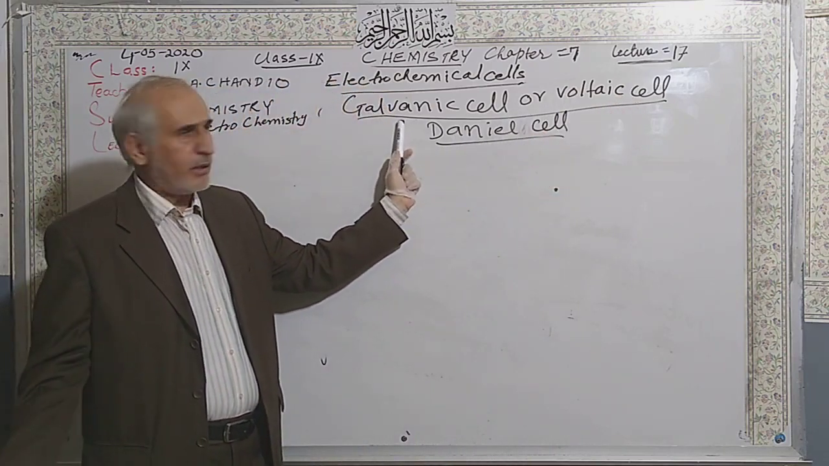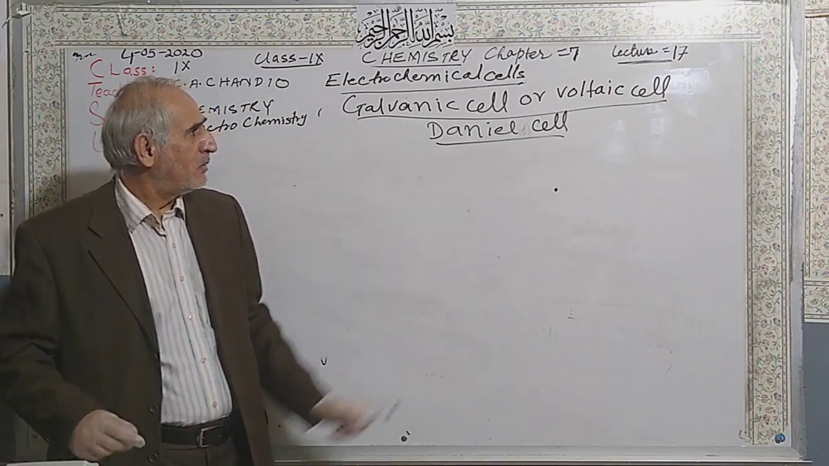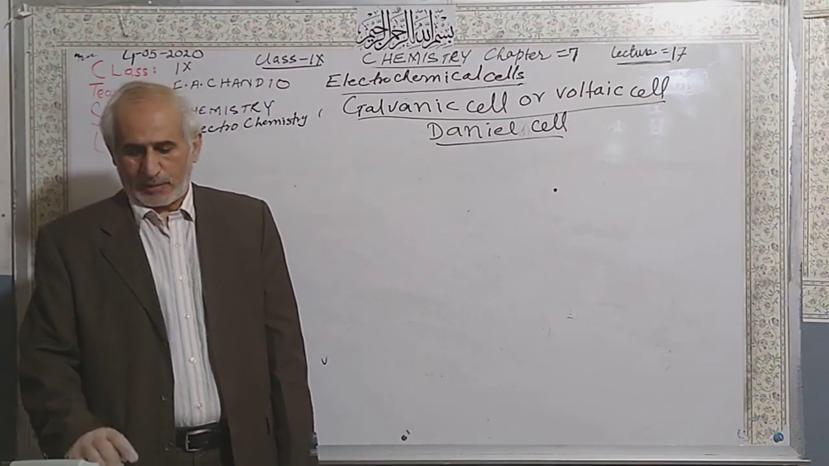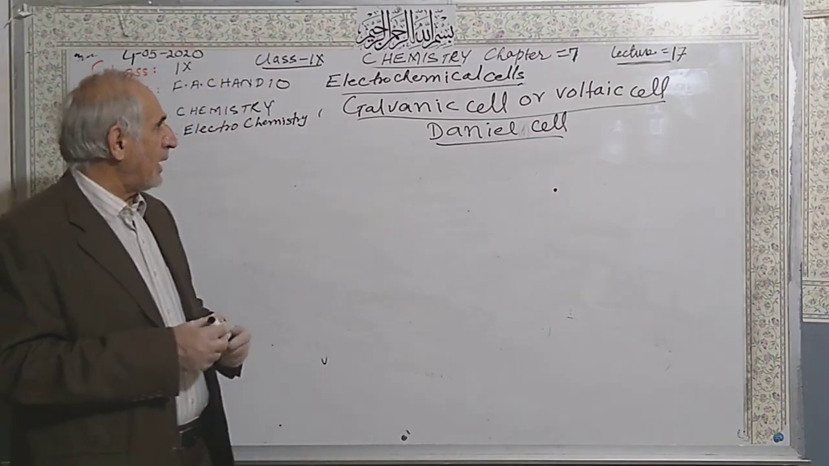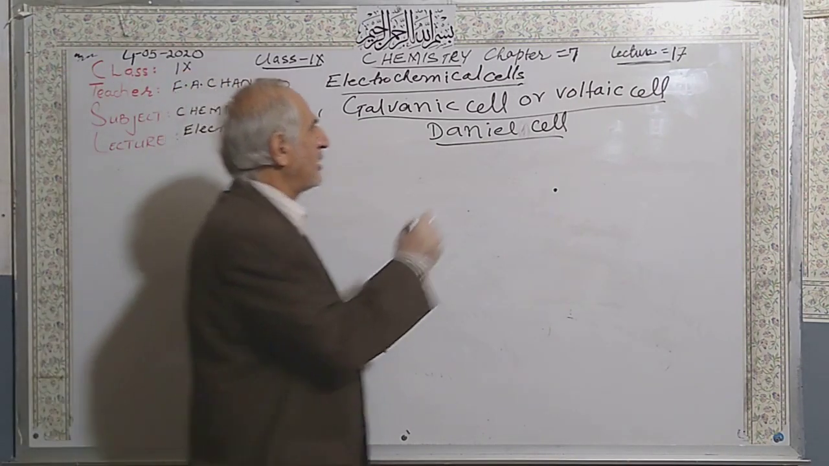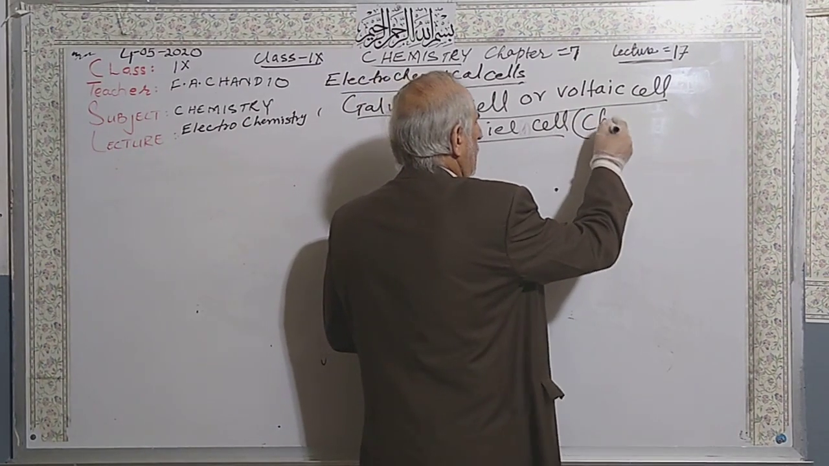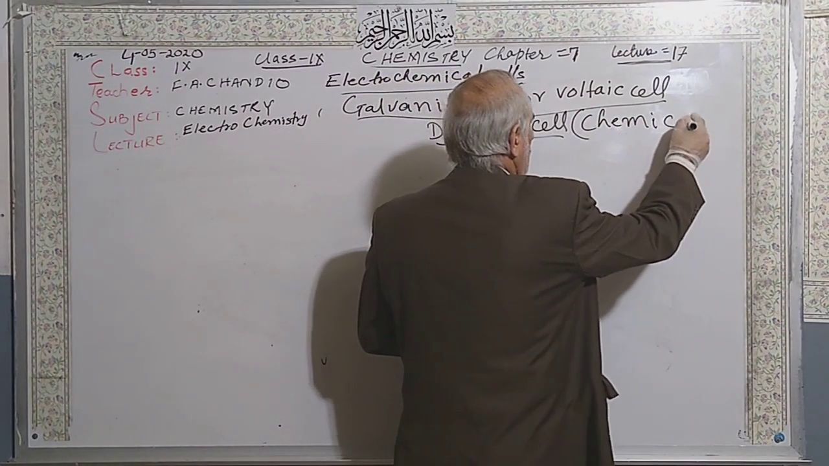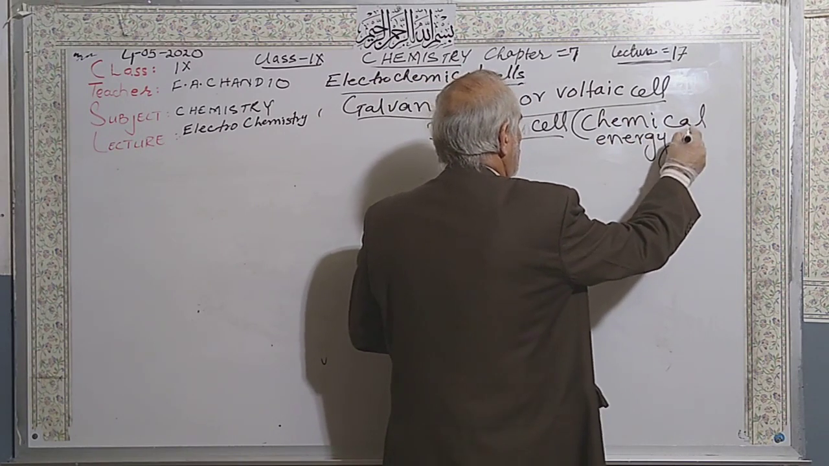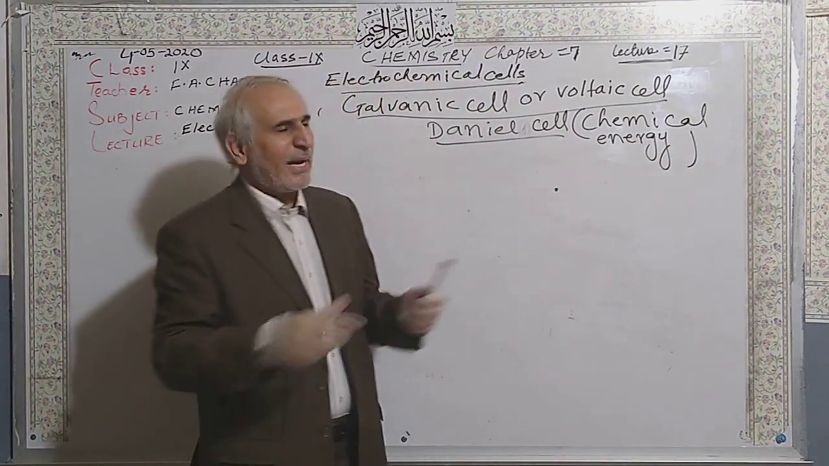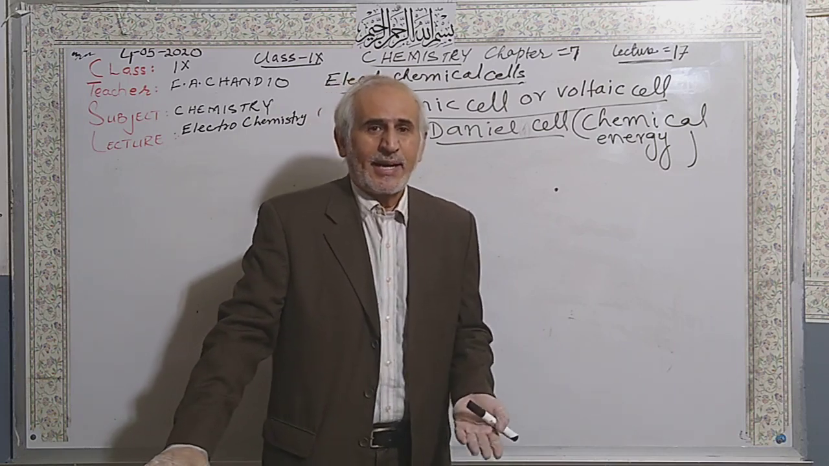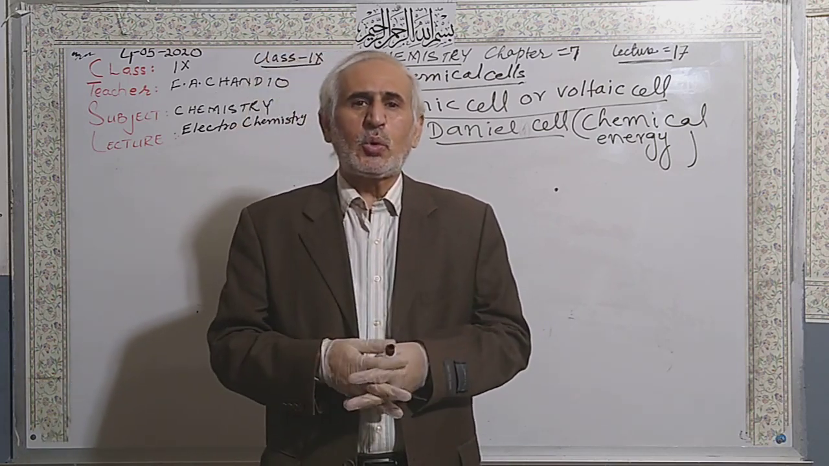Now I start the galvanic cell, Voltaic cell or Daniell cell. So in this cell, the chemical energy is converted into electrical energy. It means that chemical energy converts into electrical energy.